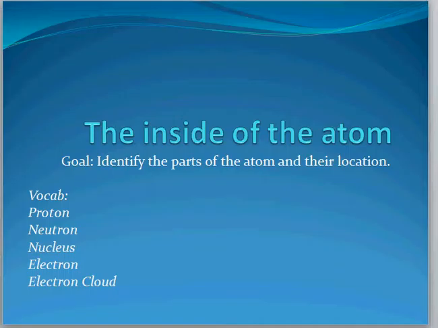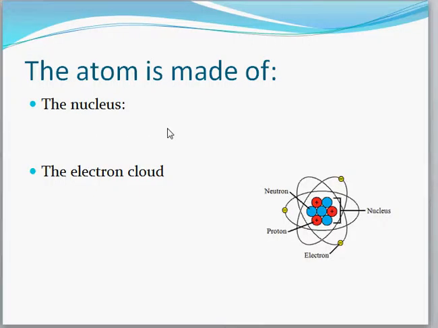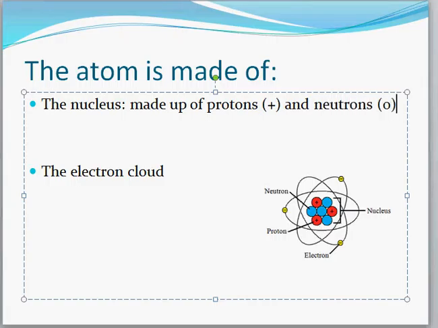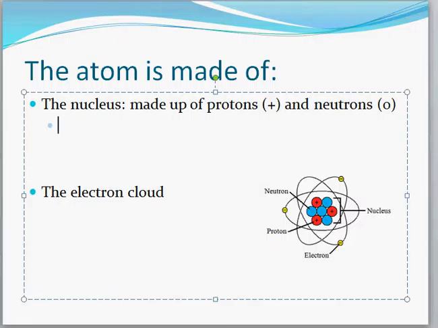First, we're going to start with the inside, and we're going to start with the main parts, the nucleus and the electron cloud. What you have here, you have the nucleus, which is made up of protons, which are positive, and neutrons, which are neutral. Okay? Neutrons do not have a charge.